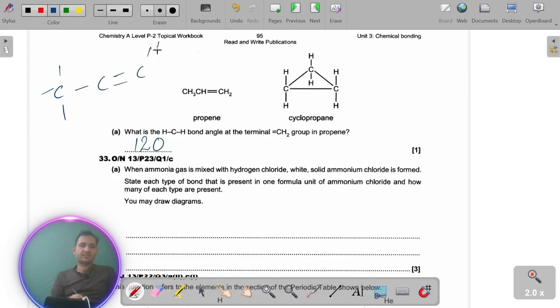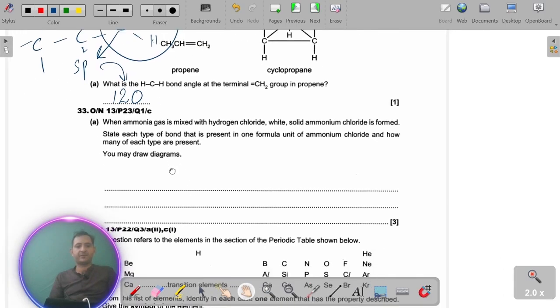He is asking this bond angle, because this carbon is sp2, because this carbon is connected to 3 elements, 1, 2, and 3. When a carbon is connected with 3 elements, it is sp2 hybrid, and the bond angle in sp2 is always 120. It is sp3 when connected to 4 things, 1, 2, 3, and 4, and its bond angle is 109.5.